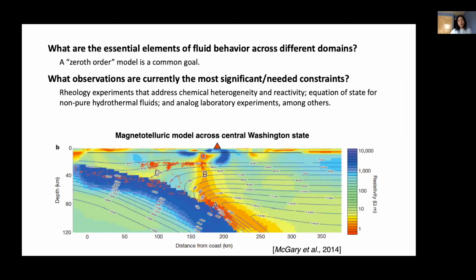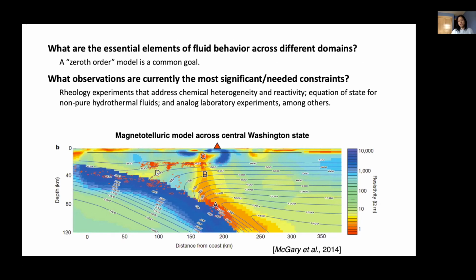So, a somewhat similar question: what are the essential elements of fluid behavior across different domains? If we can identify these elements, and when we talk about elements here, I'm referring to, maybe the rock rheology, it could be the chemical components, physical properties. They're essential, common components that are basically critical for fluid migration.